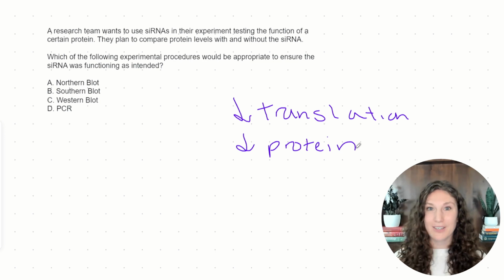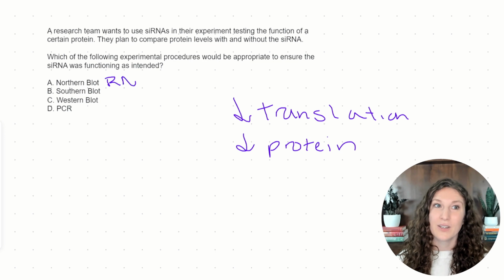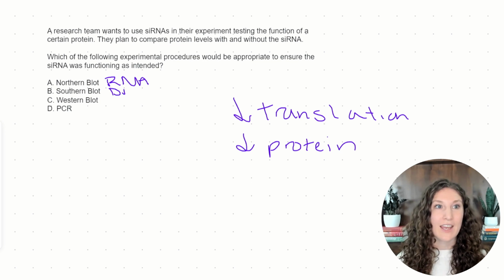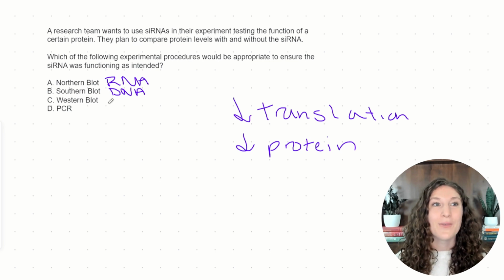Now, we didn't talk about the different blots in this video. That will be another video, but we'll go ahead and review each of them together right now. So a northern blot is used for RNA. So it'll allow us to visualize different RNA sequences of different sizes. Southern blots do the same thing, but for DNA. So it allows us to visualize DNA strands of different sizes. And Western blot allows us to visualize proteins.